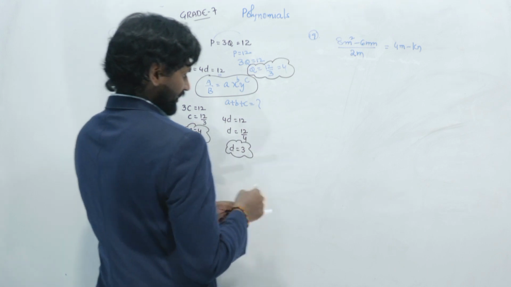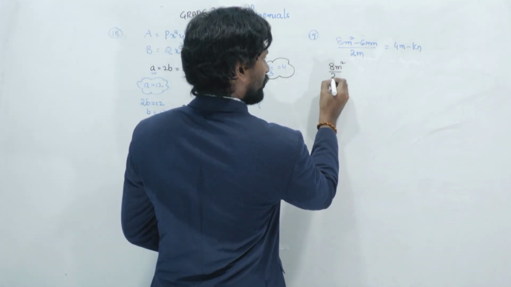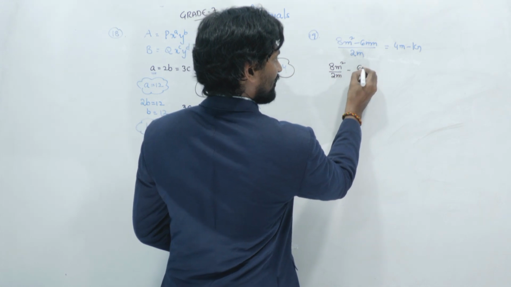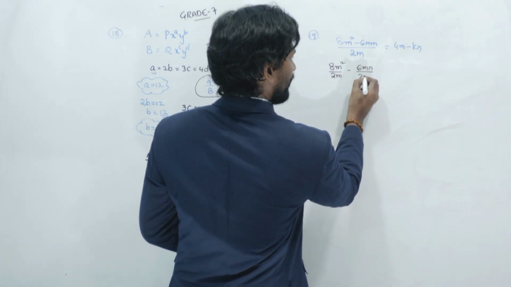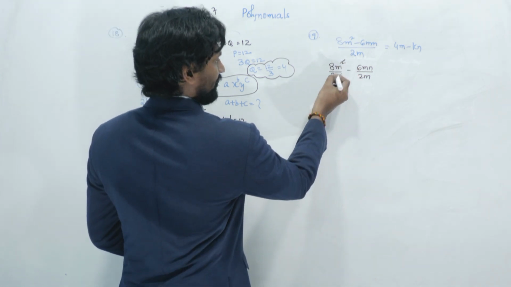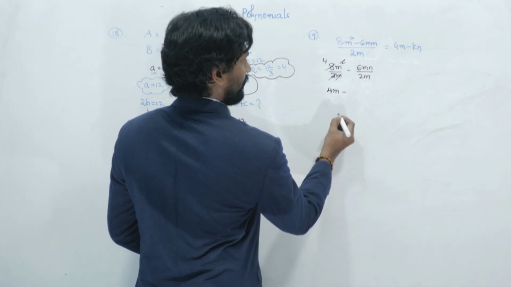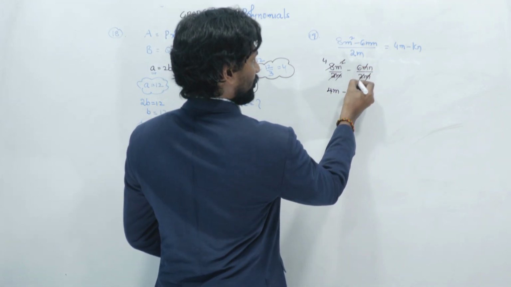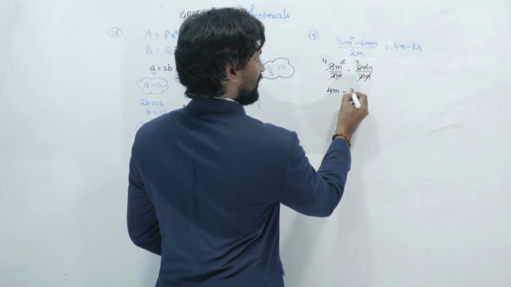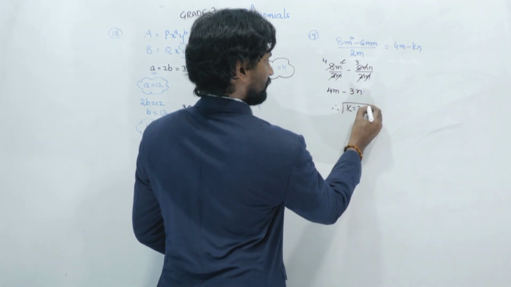Now try to divide. I am dividing separately. So 8m square by 2m minus 6mn by 2m. Okay? So m square cancel, 2 fours are 8, 4 times. We got the result 4m minus m cancel, 2 threes are 6, 3 times, 3n. Therefore compare here, k value is 3.